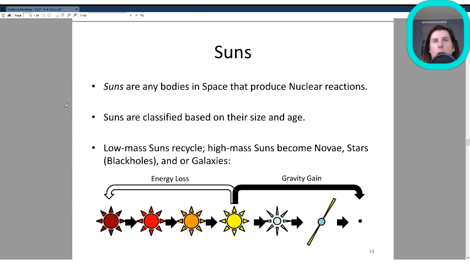So basically what I'm showing with this diagram is a sun like ours will eventually shed its outer layers, create a nebula, and then collapse back down on itself. So it'll lose energy. Whereas some other stars will basically increase their gravity and implode on themselves and start fusing atoms together and doing other types of nuclear chemistry and burning different types of nucleus as fuel.